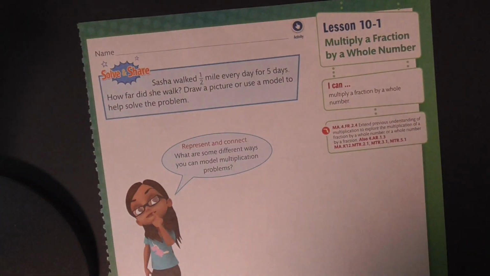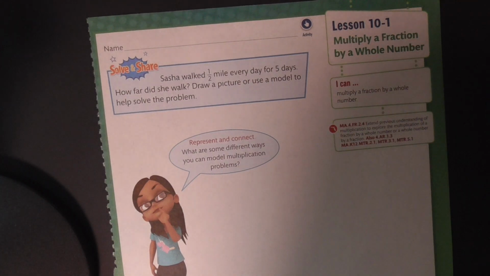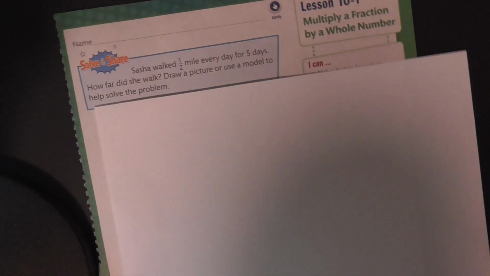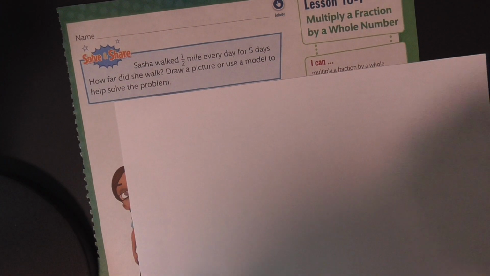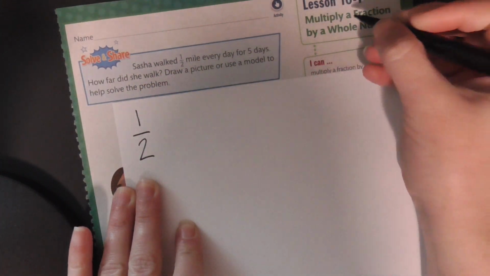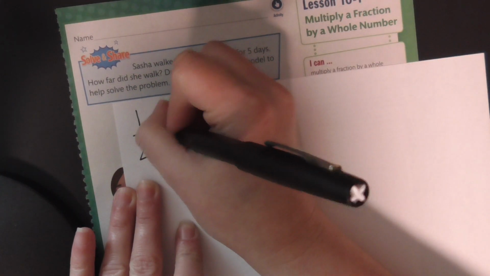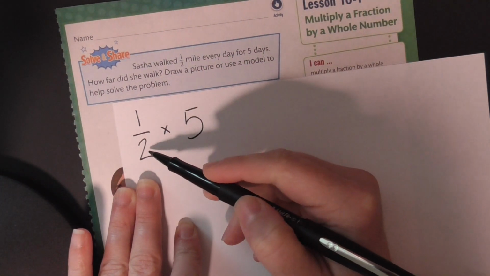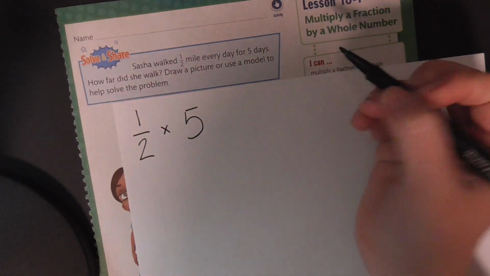So looking at our solve and share, Sasha walked 1/2 mile every day for 5 days. How far did she walk? Draw a picture or use a model to help solve the problem. So I'm going to get a piece of paper and write down our problem. So we have 1/2 mile and we are multiplying. So 1/2 mile times 5 days, because she walked 1/2 mile for each of the 5 days.